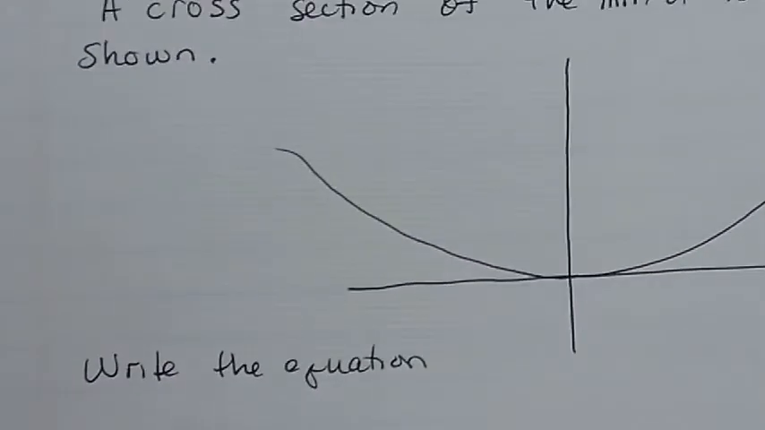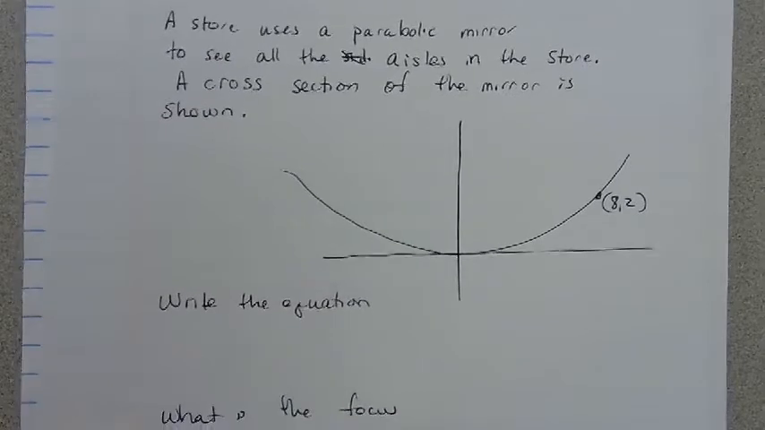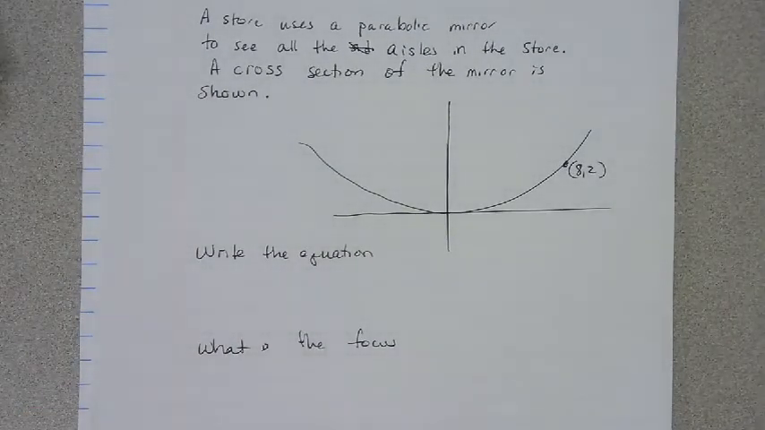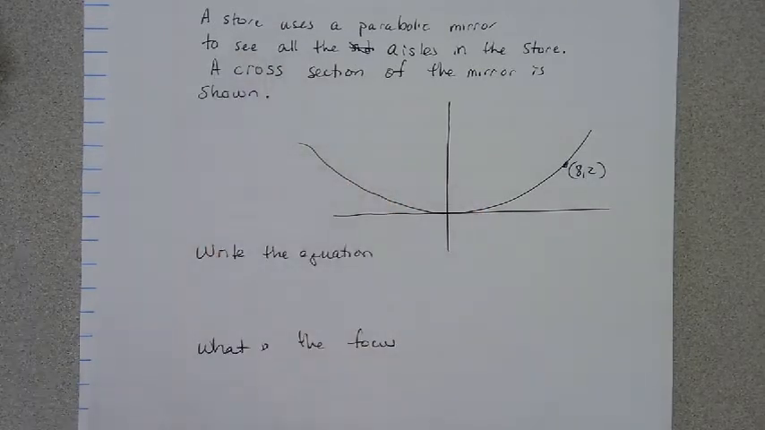Let's talk about a problem here. Oh, also, if you go in Walmart or some kind of store like that, if you look up in the corner, you'll see some kind of camera, and that camera has usually got a parabolic reflector in there. So the camera is right inside, and you can see all angles right back to that one spot. So that's what this problem's about. A store uses a parabolic mirror to see all the aisles in the store. A cross-section of the mirror is shown.